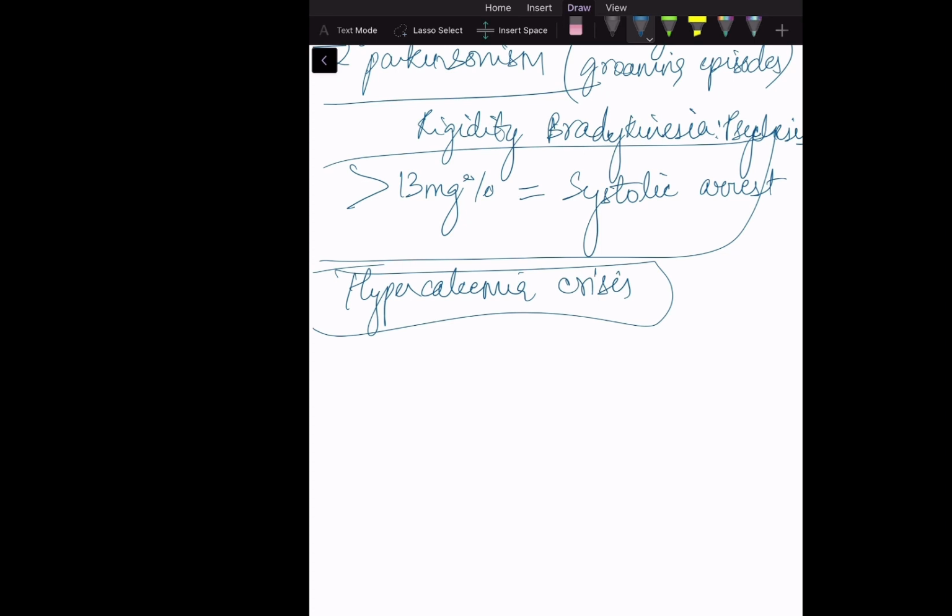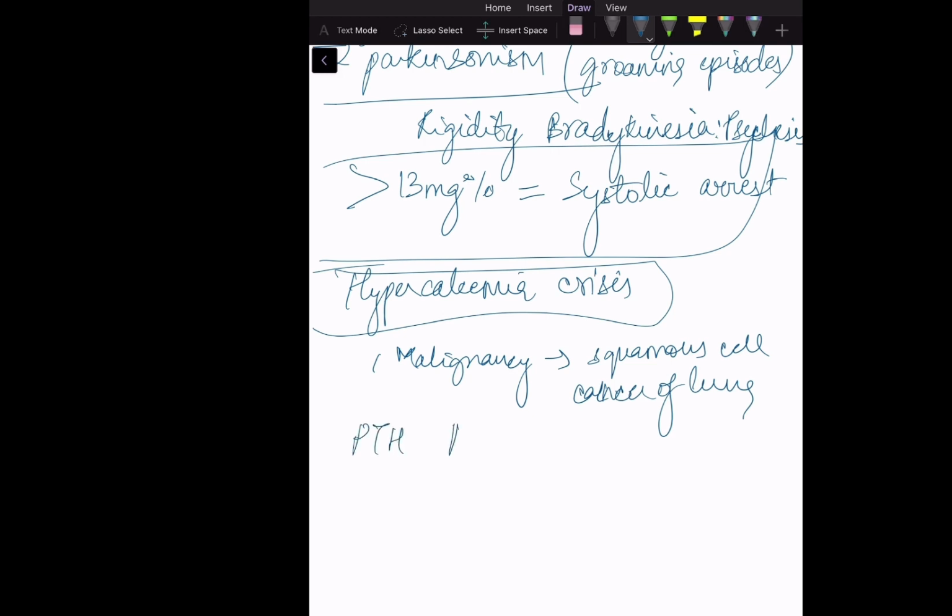Then in hypercalcemia crisis, what happens? Malignancy. There will be squamous cell cancer of the lung. In parathyroid hormone, there will be an increase of PTH peptide, and then there will be cancer of the breast, and parathyroid adenoma.